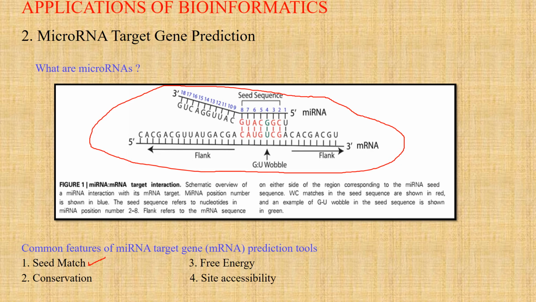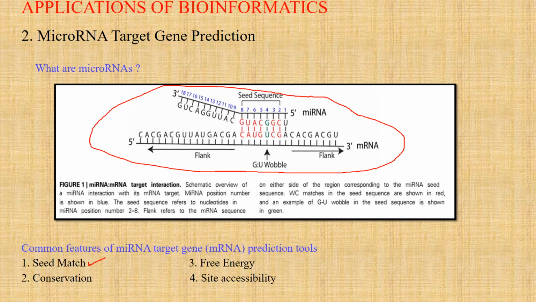Because the seed region has 1, 2, 3, 4, 5, 6, 7 nucleotides, some prediction tools will say that if there is a perfect match between the 7 nucleotides of this seed region and those of the messenger RNA, then this messenger RNA should be considered as a target for the microRNA. Some will say that if only 6 of the nucleotides of the seed region match those of the messenger RNA, then that messenger RNA is a target gene for that microRNA.